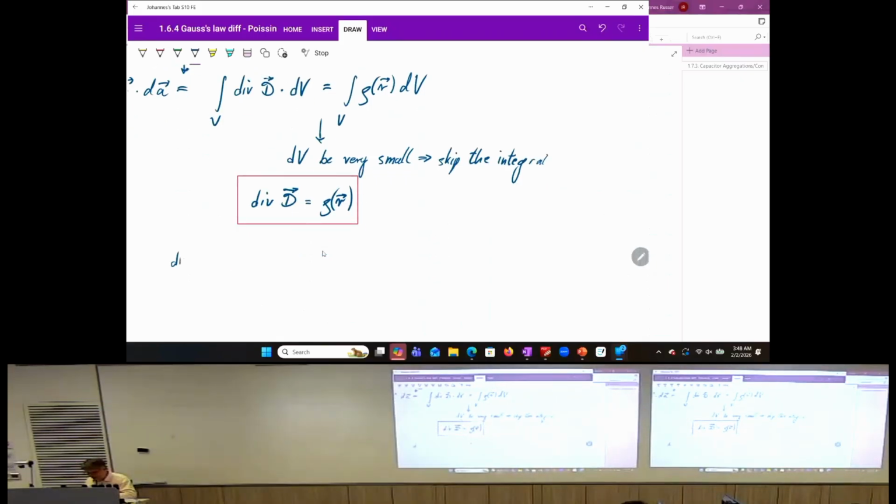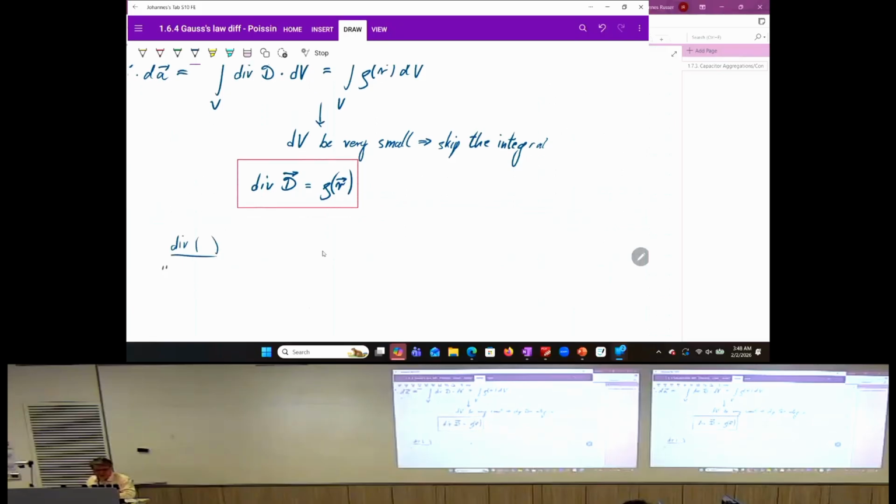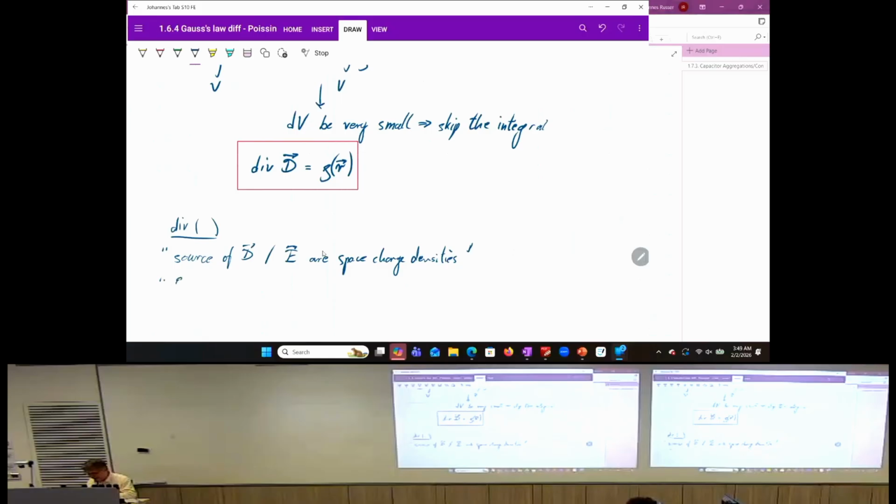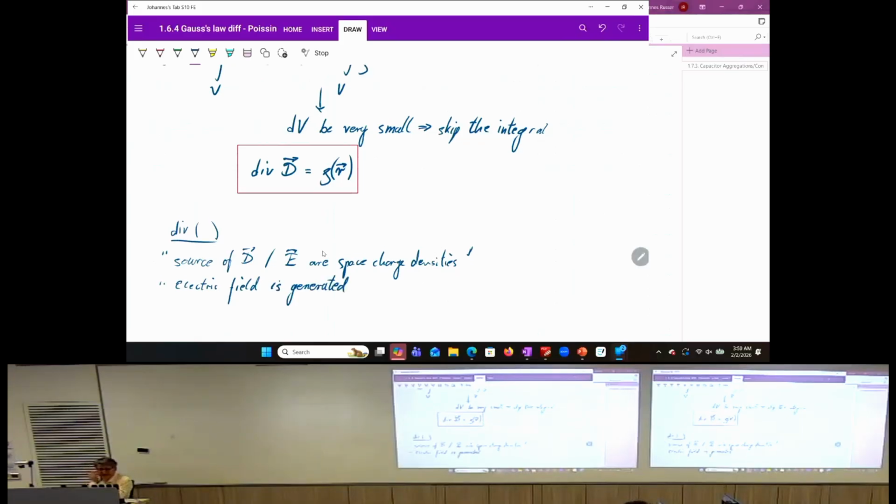With respect to the divergence, some notes, but I put them in quotation marks. The source of the D field, respectively the E field, are space charge densities. You can have a multitude of fields in different realizations, but in any given space there's only a single field. That is also the electrostatic field. We are here in electrostatics, and at that point the electrostatic field is generated by charges.